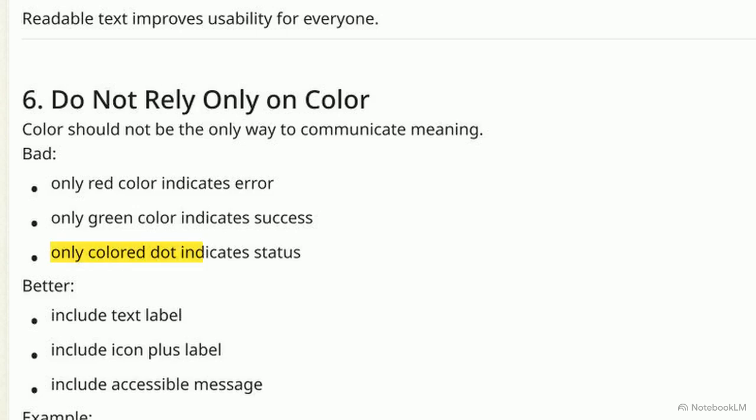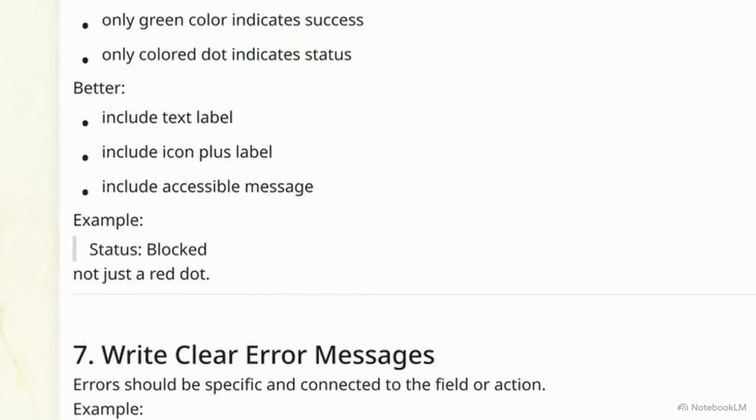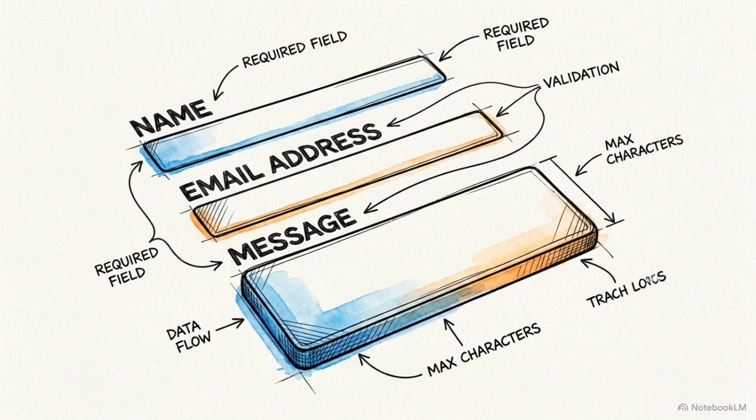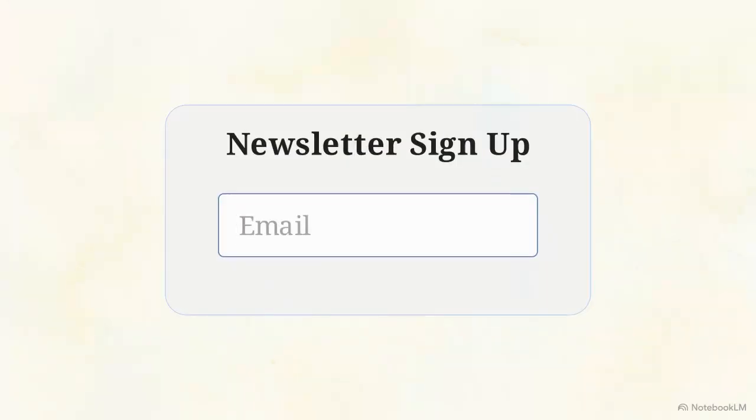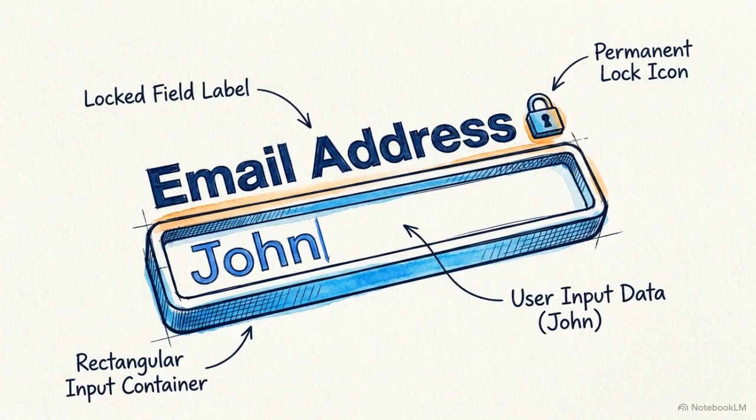A solitary red dot indicating an error communicates absolutely nothing to someone with red-green colorblindness. The correct approach, shown below it, pairs that indicator with explicit, accessible text, like the phrase status blocked. That same need for explicit text applies to form inputs. Disappearing placeholder text vanishes the moment someone starts typing, causing them to lose context. Every input needs a permanent, distinct label.